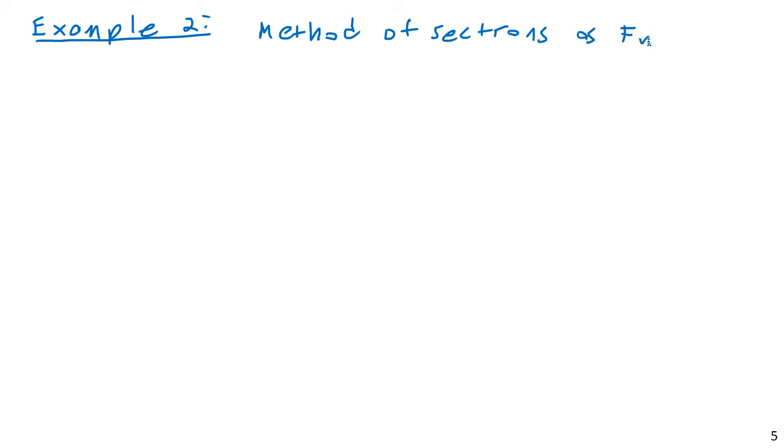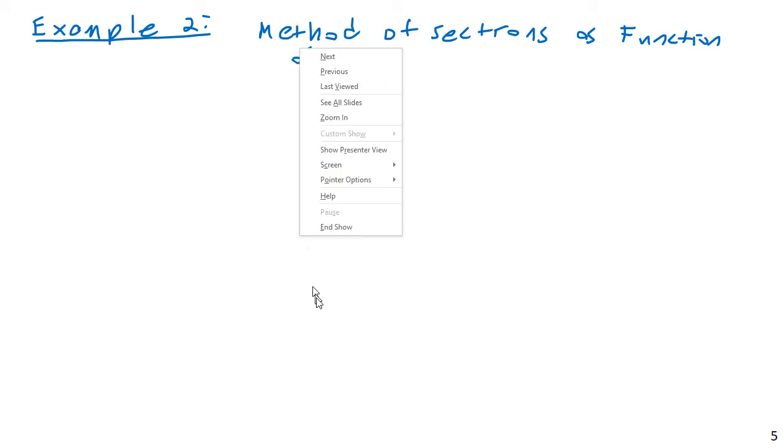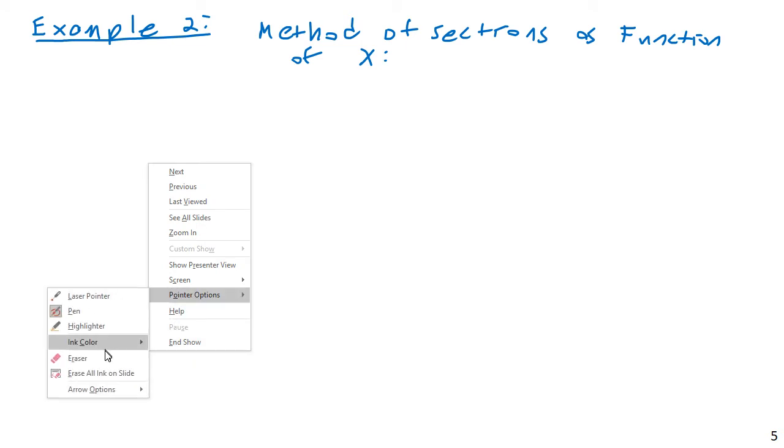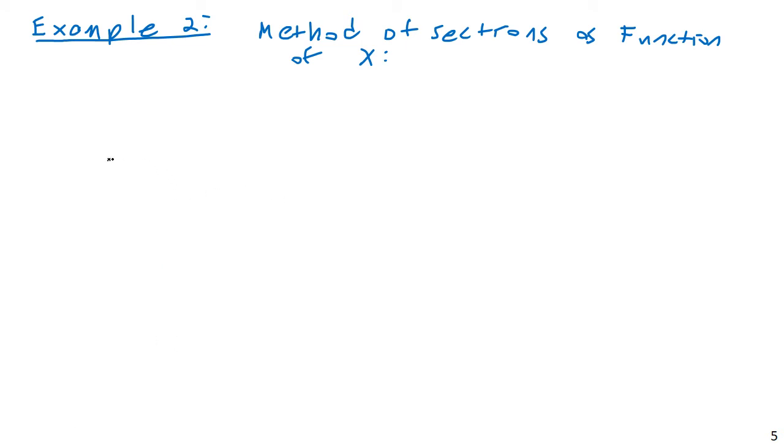Okay, so example 2. I want to look at the method of sections as a function of x. Now I'm going to have a beam here. I'm going to show you a beam, but I'm going to go ahead and just give you the reactions because I think by now you know how to solve for reactions. If not, please see me during my office hours and we can discuss methods of doing that. Sounds a little less ominous.